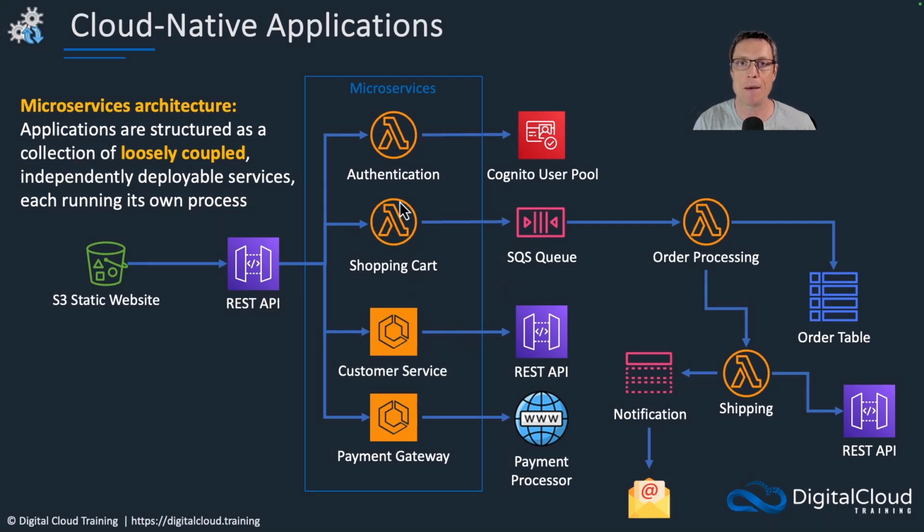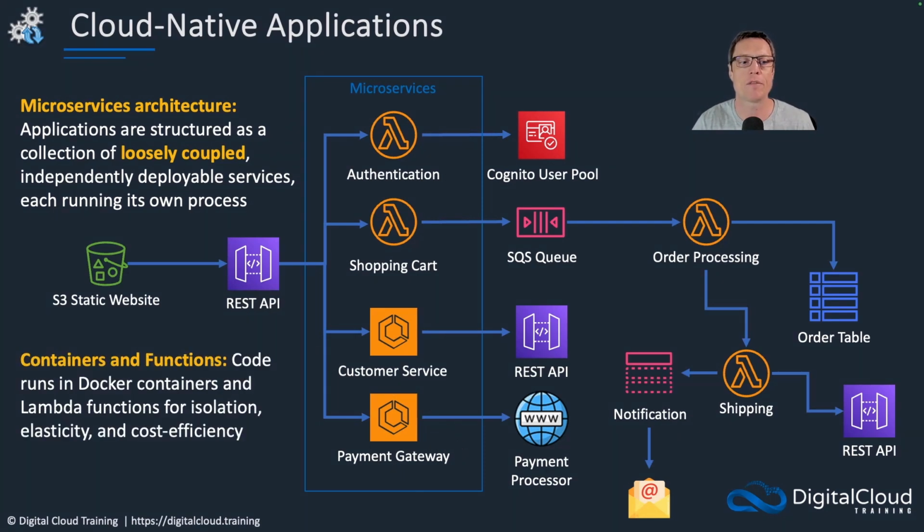But you can also run Lambda functions as well. Those could be separate parts of your application. So a segment of the code here is the shopping cart. This is running authentication. This one here is the customer service component of the application. And then we've got the payment gateway. All of these are running separately from each other. So we're utilizing containers and functions. The code is running in Docker containers and Lambda functions where it's isolated, it's elastic, and it's cost efficient.